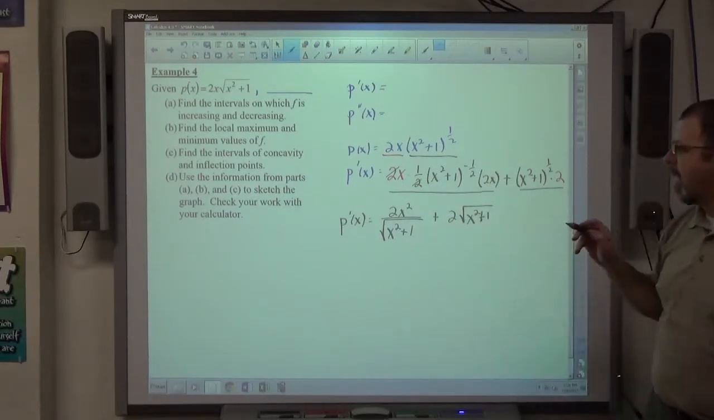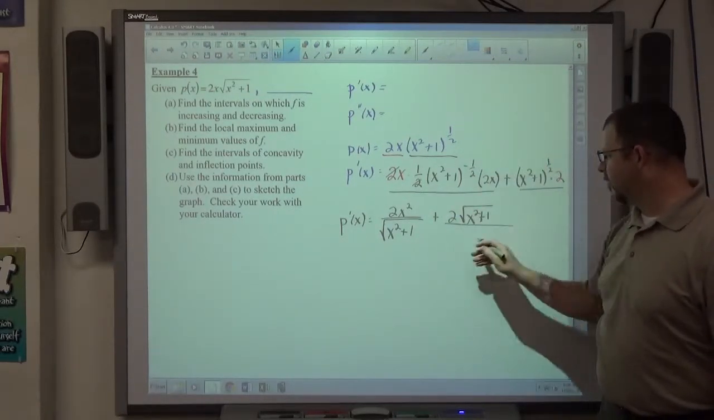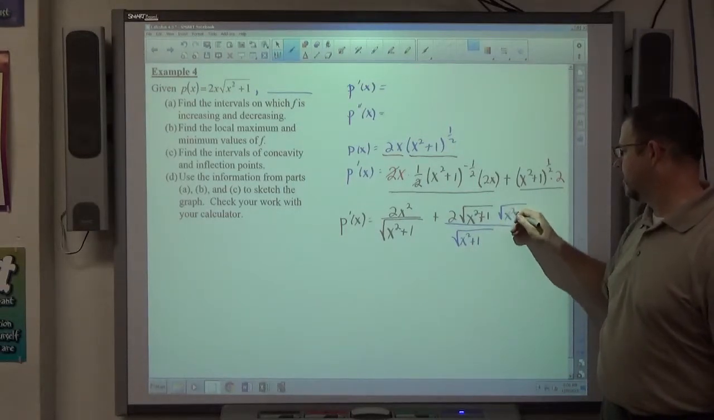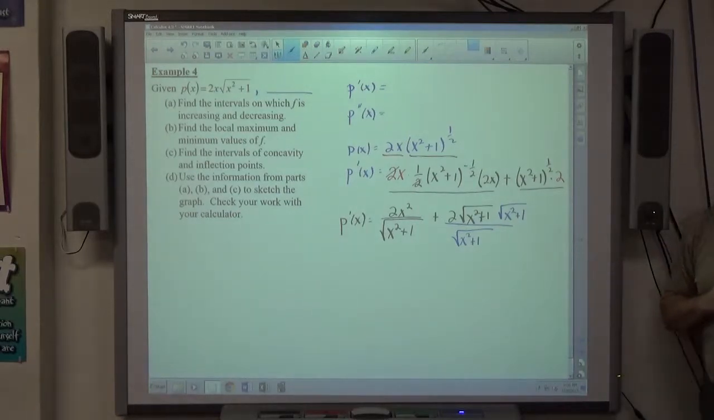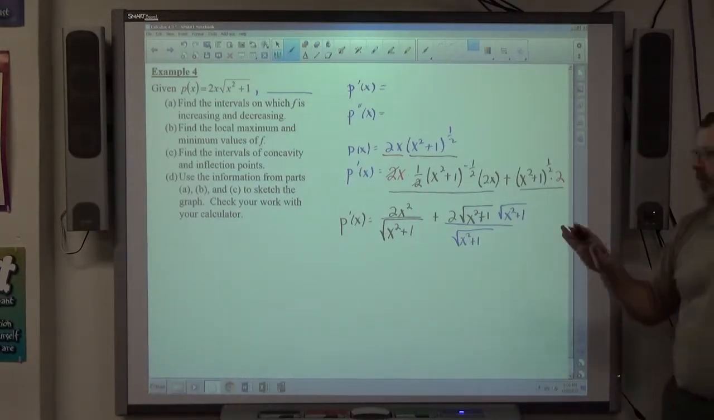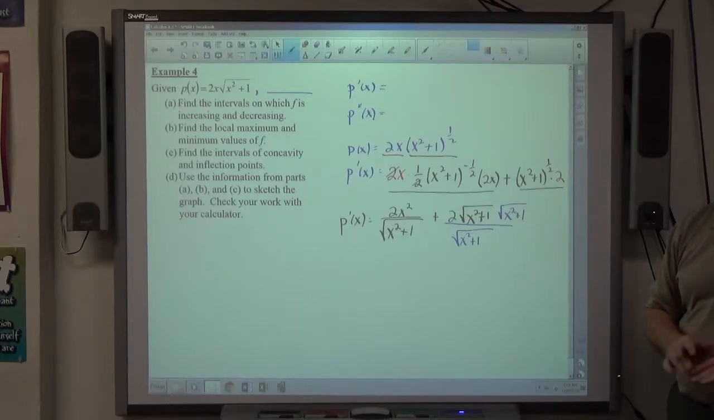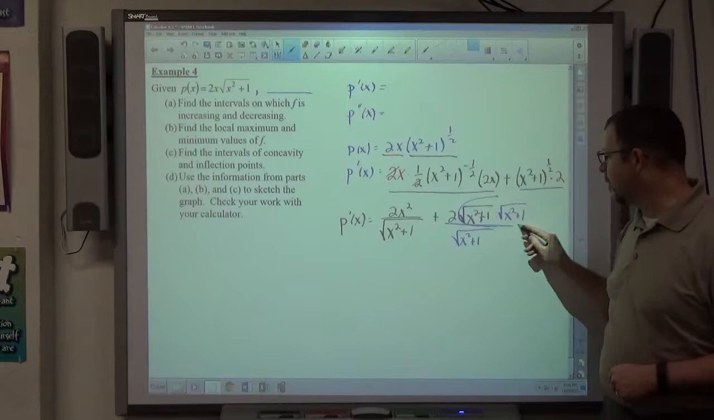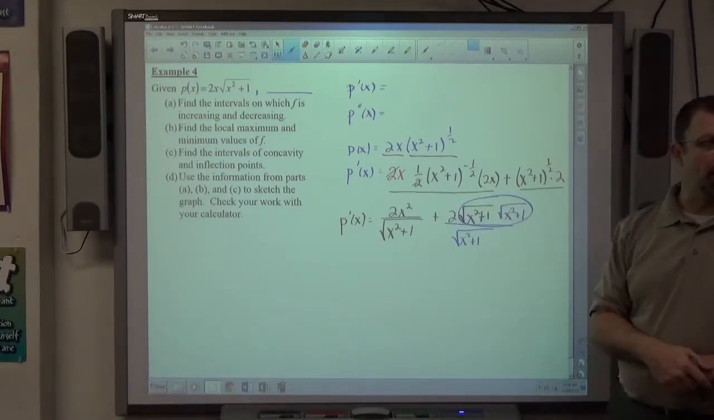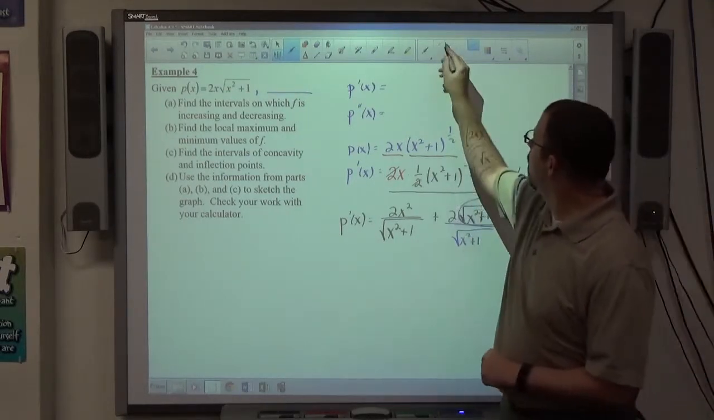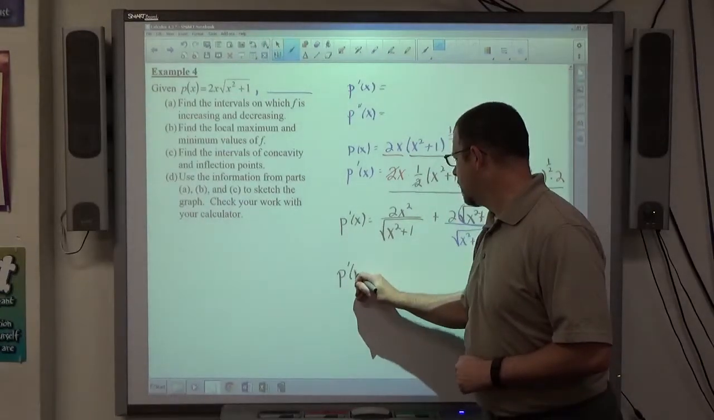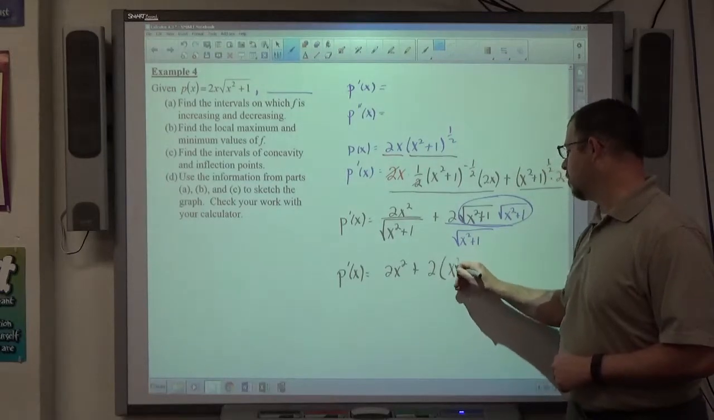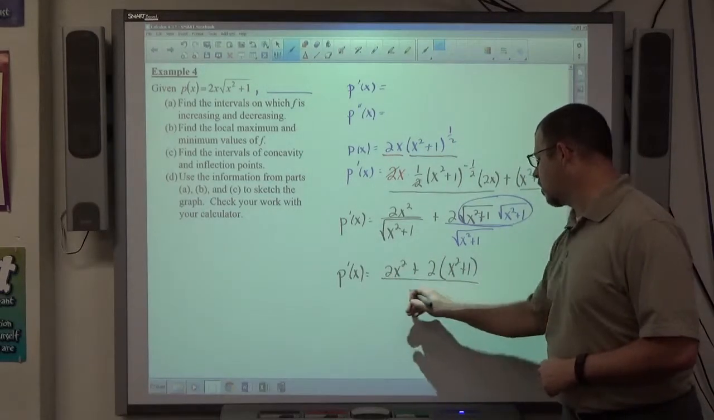Okay. If I get a common denominator here of the square root of x squared plus 1, multiply top and bottom by the square root of x squared plus 1. The effect on the bottom is pretty simple. You get the square root of x squared plus 1, the common denominator is there, right? The effect on top is really nice because these are exactly the same, right? If you multiply the square root by itself, you get a non-square root. So my p prime of x becomes 2x squared plus 2 times x squared plus 1 all over the square root of x squared plus 1.